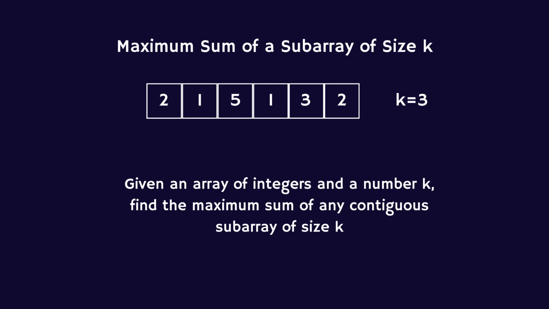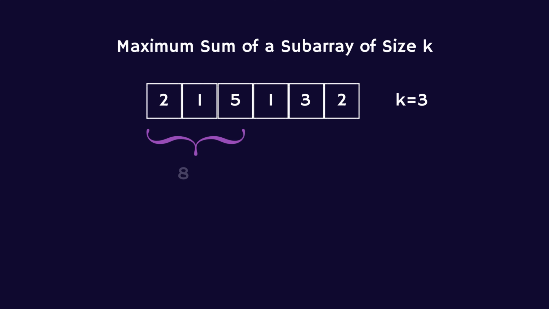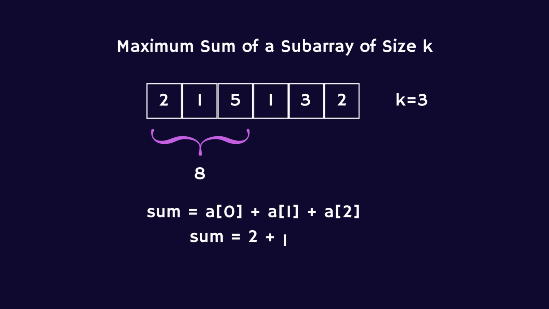Let's take this example. We are given an array of integers and a number k. We want to find the maximum sum of any continuous subarray of size k. The brute force method is about checking all the possible subarrays of size k. For example, we calculate the sum of 2, 1, and 5, the first three elements, the first k-length subarray, and we find the sum is 8.